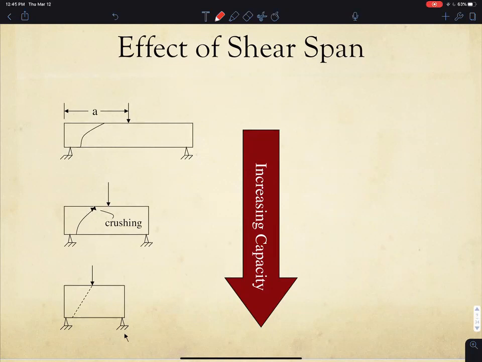As you go from, remember this is diagonal tension, diagonal, let me write that again. This is diagonal tension. This is shear compression. And this is splitting. As you reduce the shear span, you shift from diagonal tension to shear compression and then the splitting, the shear strength increases. Having a shorter shear span increases the shear strength of your beam.